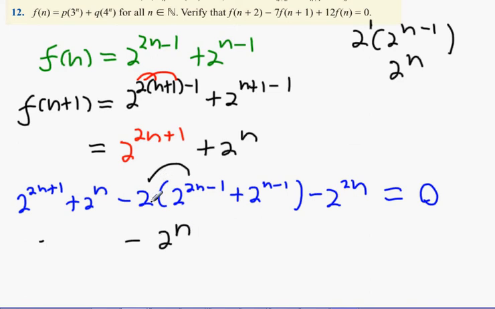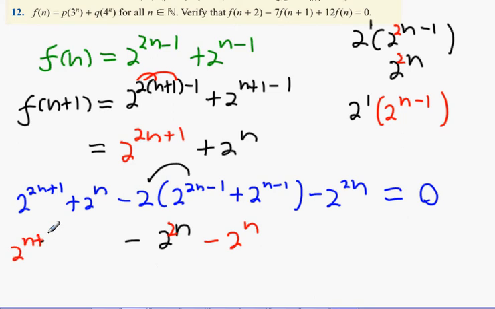The next one is I'm going to have to multiply 2 to the power of 1 by 2 to the power of 2n. So it's going to be 2 to the power of 2n. The next one is 2 to the power of 1 multiplied by 2 to the power of n minus 1. Once again, add the powers. This is going to turn into minus 2 to the n.